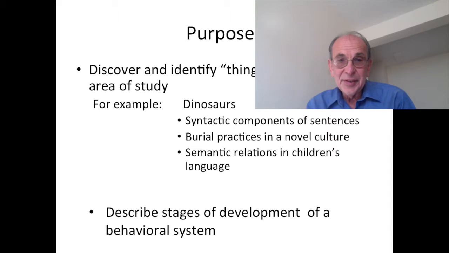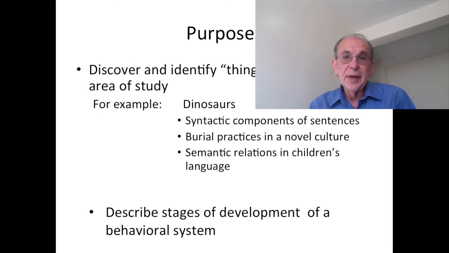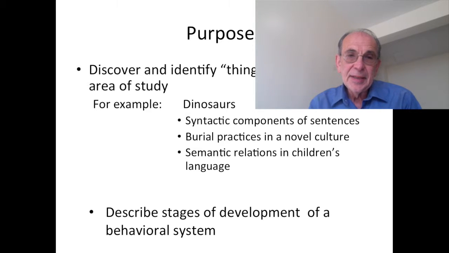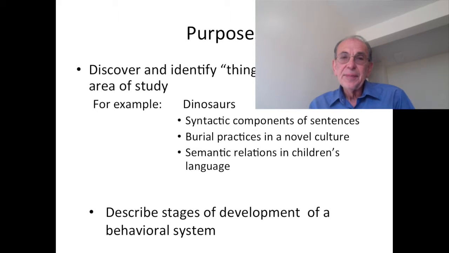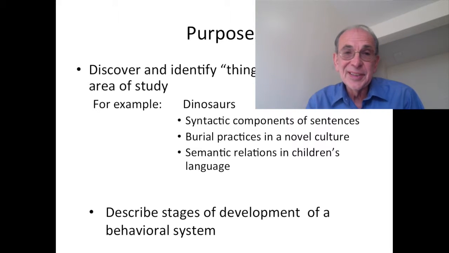For example, dinosaurs, syntactic components of sentences, burial practices in novel cultures, semantic relations in children's language. Again, cutting across different areas of specialization: archaeology, anthropology, linguistics, speech-language pathology. Each area has a basic research component. And in a complex area such as speech and language, that basic research component is critical because until we identify the things that belong to an area of study, that is speech and language, we can't ultimately act to control it. We can't control what we don't know exists.